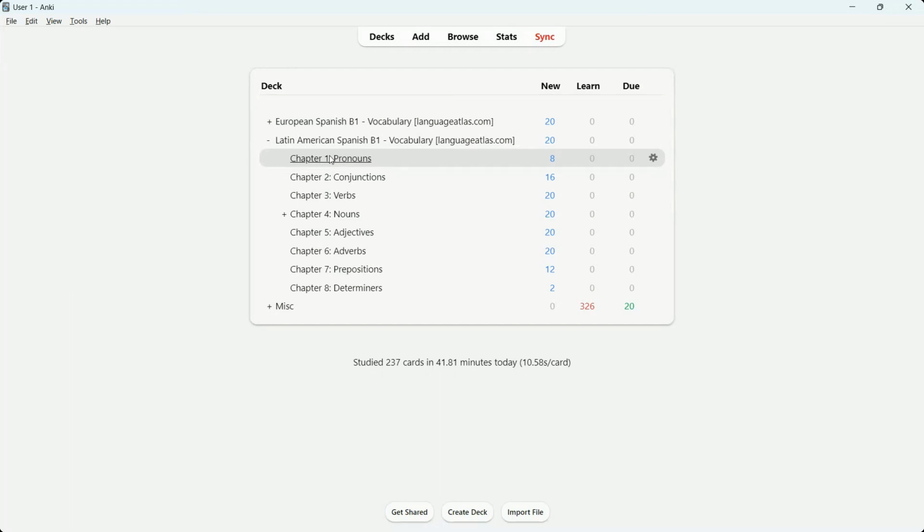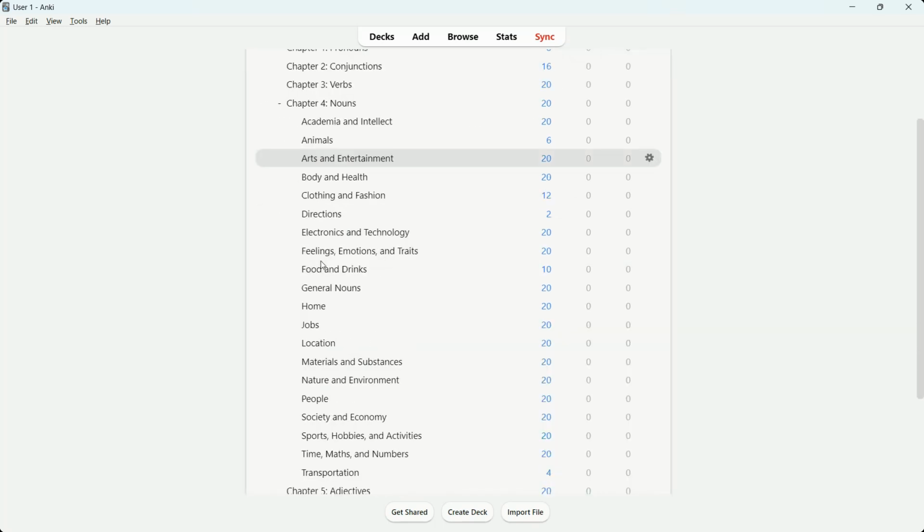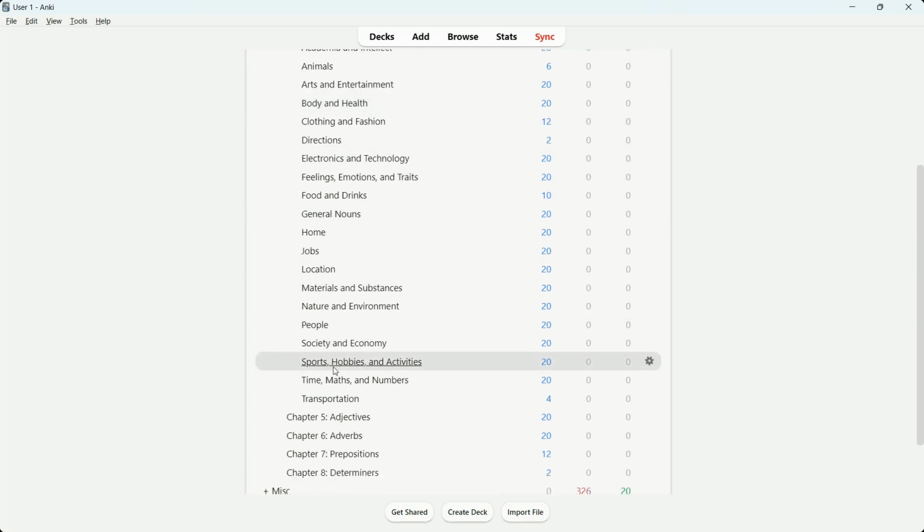It is in terms of content, so what's inside, the sentences, the audio, pronunciation, certain words, certain sentences, those are different. So let's begin with the structure of Latin American Spanish B1. We have 8 chapters: pronouns, conjunctions, verbs, nouns, adjectives, adverbs, prepositions, and determiners. If I click on this little icon over here in front of chapter 4, nouns, you can see that there are 20 subdecks: academia and intellect, animals, arts and entertainment, body and health, all the way to sports, hobbies and activities, time, maths and numbers, and transportation.